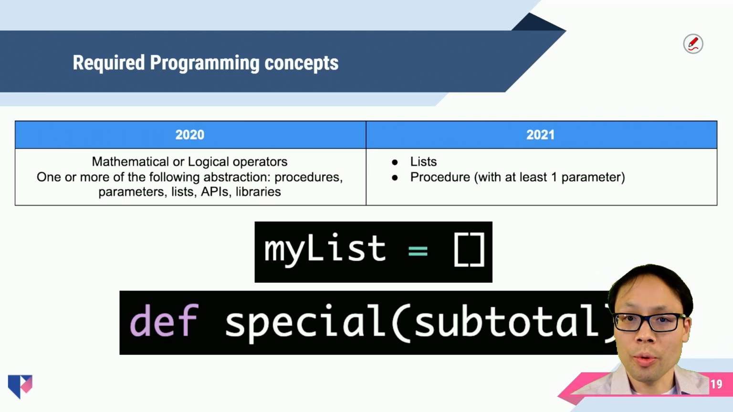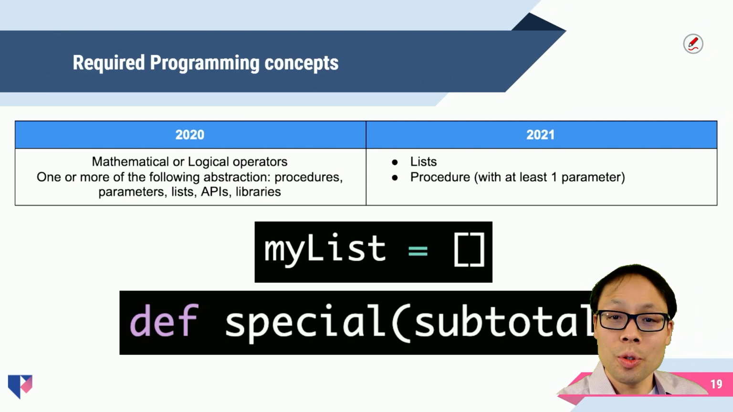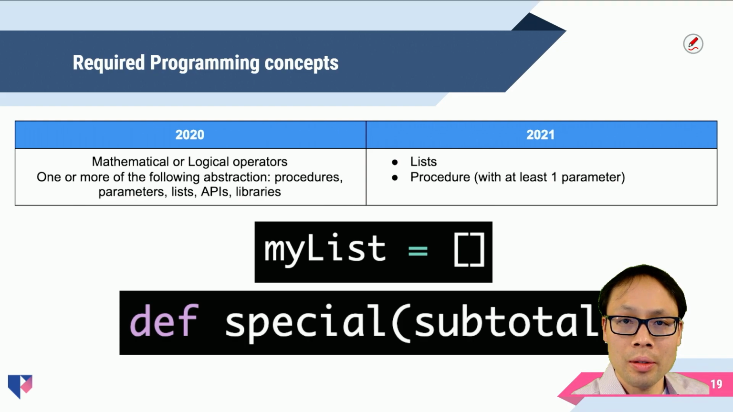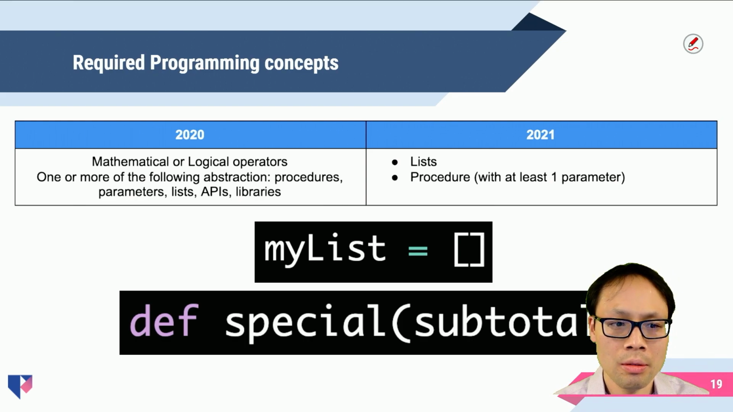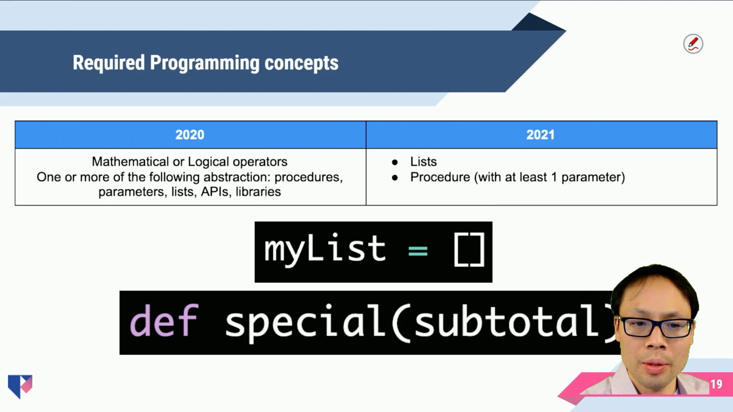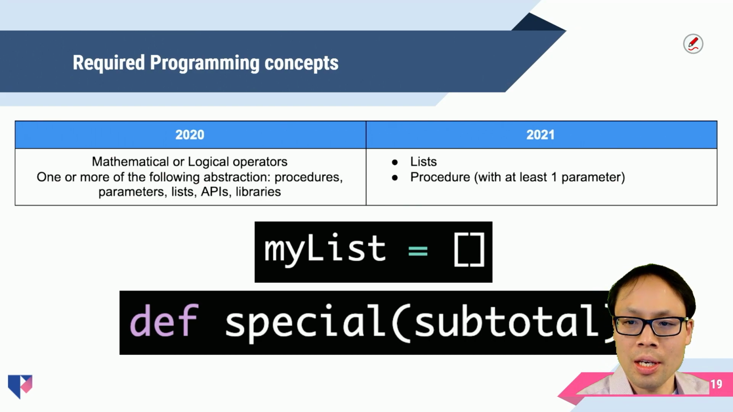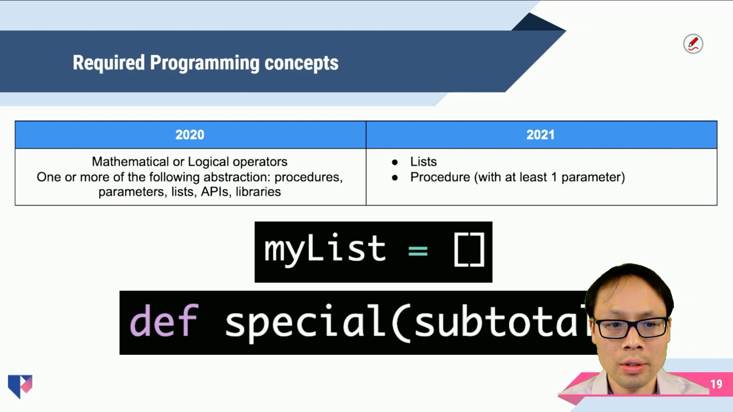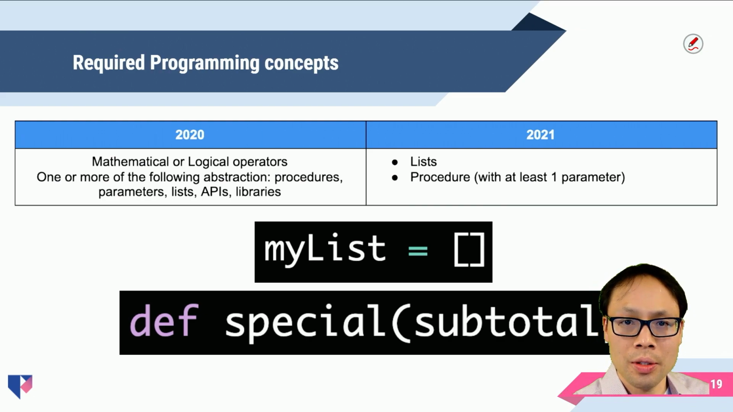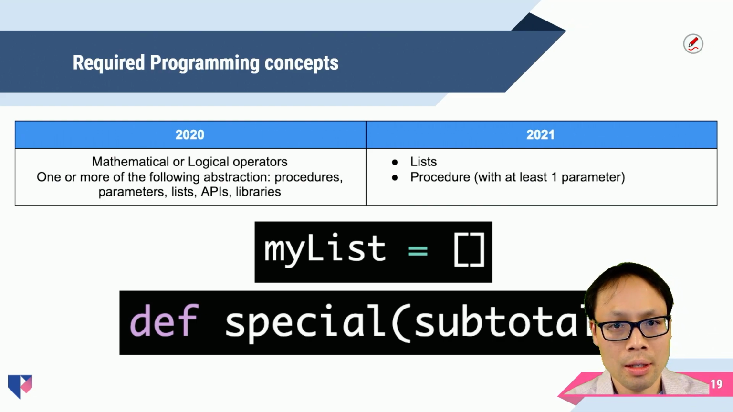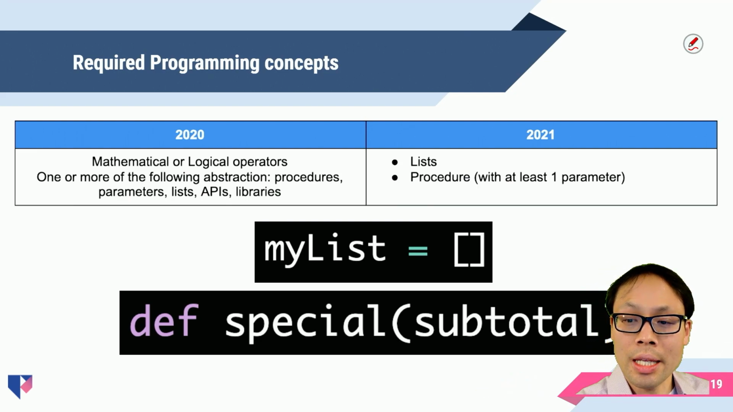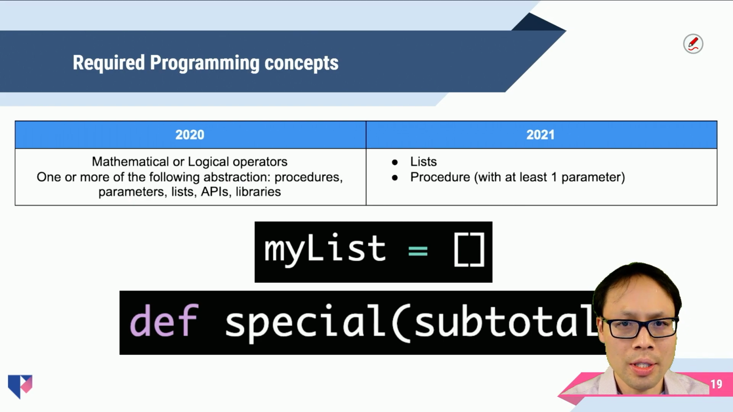These are the required programming concepts. Previously, they asked for mathematical or logical operators and one or more of the following abstractions, things like procedures, parameters, lists, APIs, and libraries. And going forward, now they're looking for specifically lists, or in Python, dictionaries are also fine, and procedures with at least one parameter. So that's very specific that they're looking for.